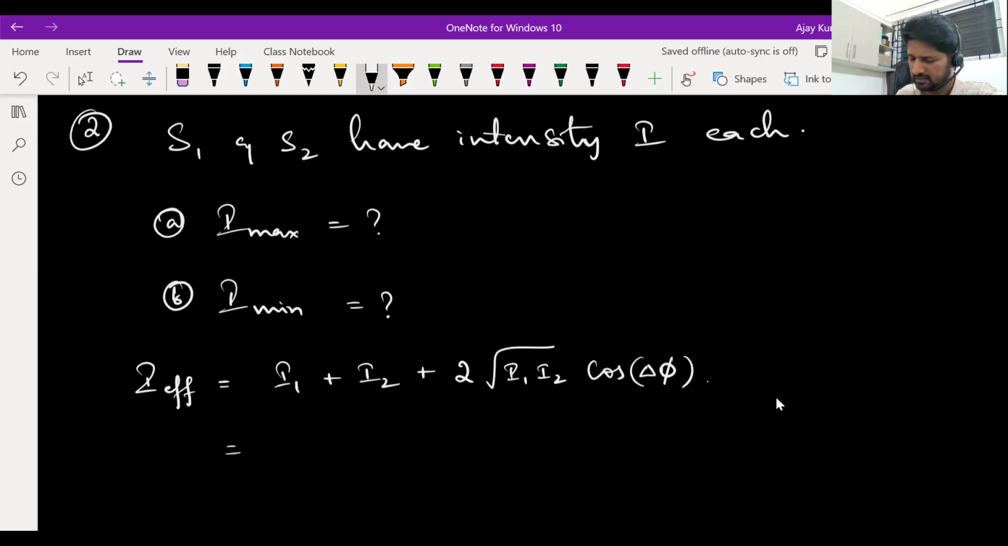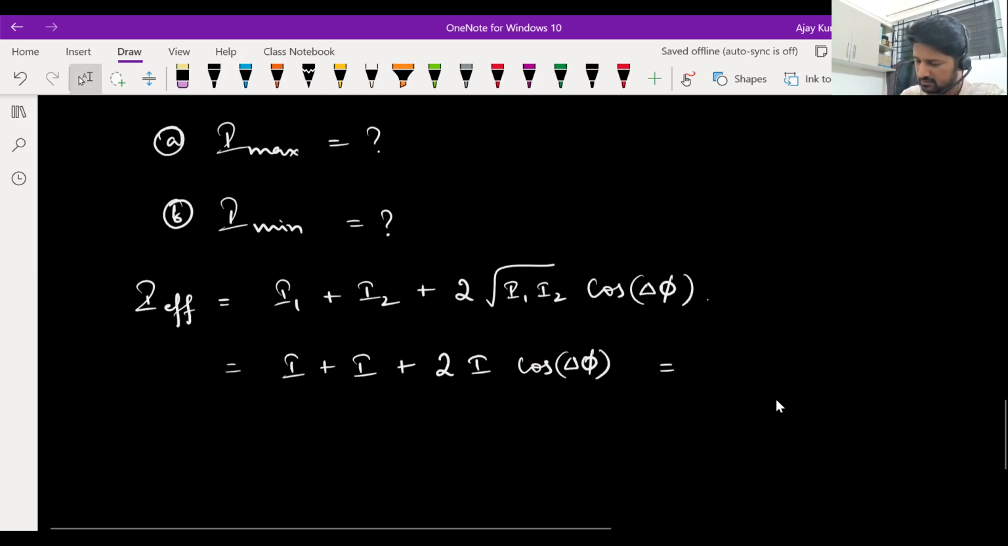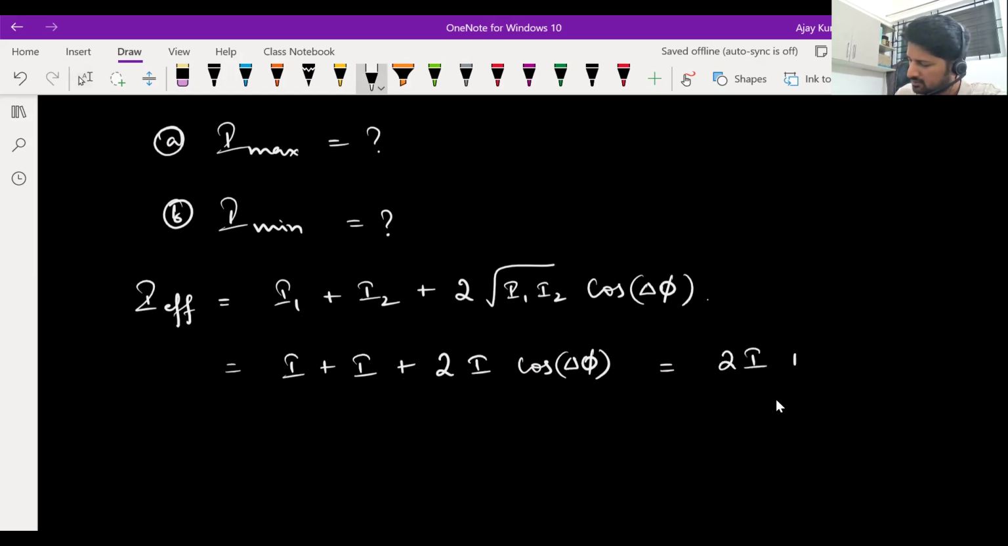I, sir. I. So you get I plus I plus 2 root I into I. Root of I square is I itself, cos whatever is the phase difference. Okay. So effectively, because the individual intensities are I and I, you have to do this calculation: 2I plus 2I cos delta phi.